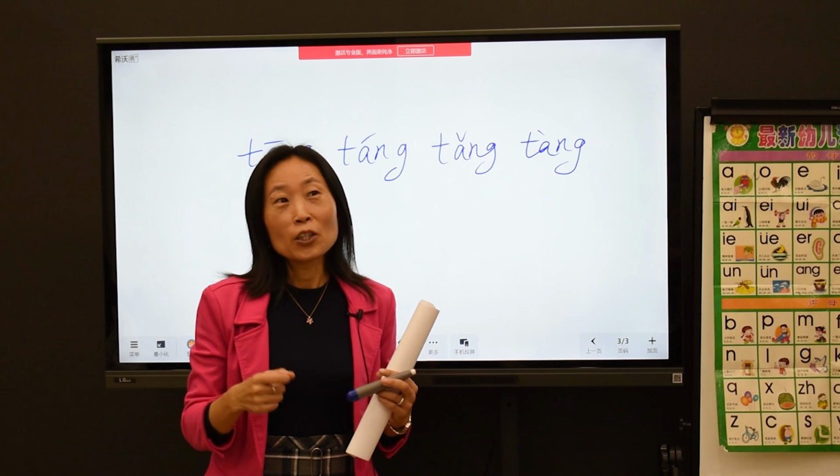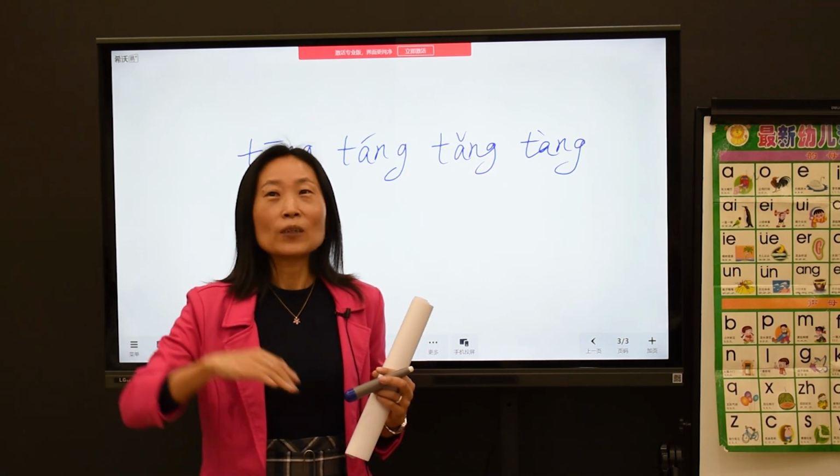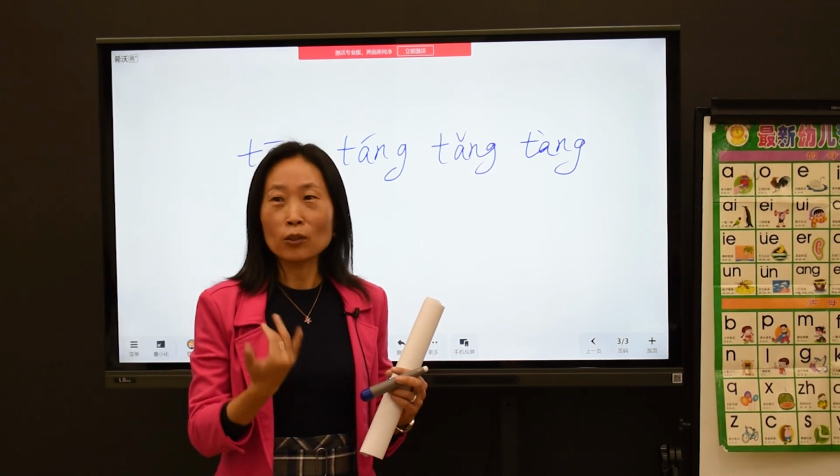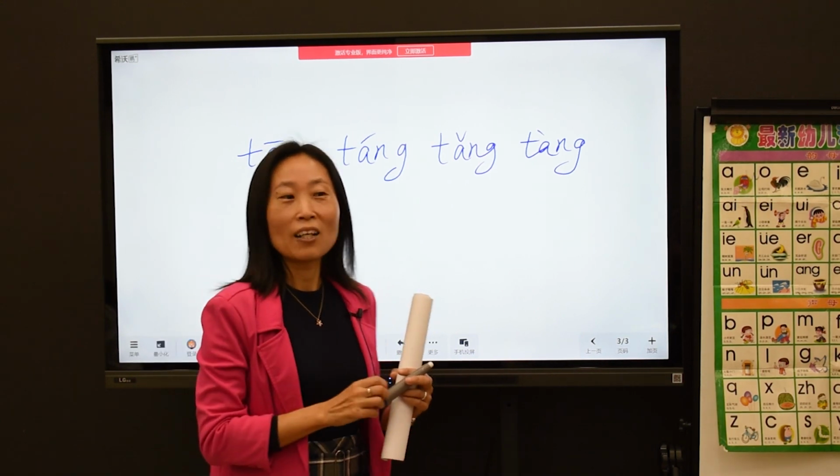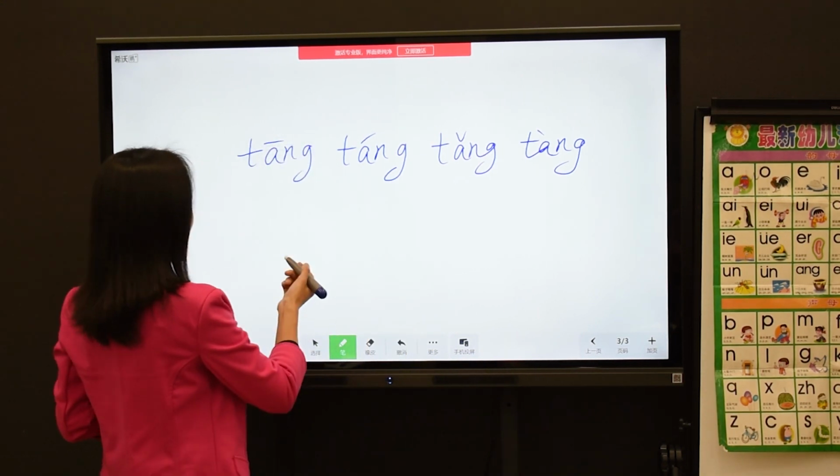So in the restaurant, you say 我要汤 or 我要糖. So it's different. It means I want soup or I want sugar, right? Yes. So now try another one.